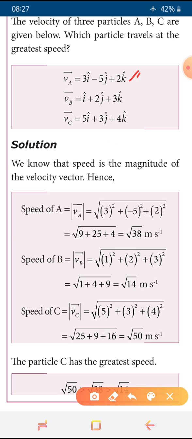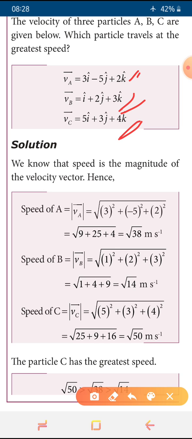Then the speed of B is square root of, for this we take, what is the value of i? It is 1. So square root of 1 plus 2 square plus 3 square. What do we get now? We get 9. Square root of 14 meter per second. Then the speed of C is square root of 5 square plus 3 square plus 4 square. We are writing this magnitude from the third velocity. So it gives the answer square root of 50 meter per second.